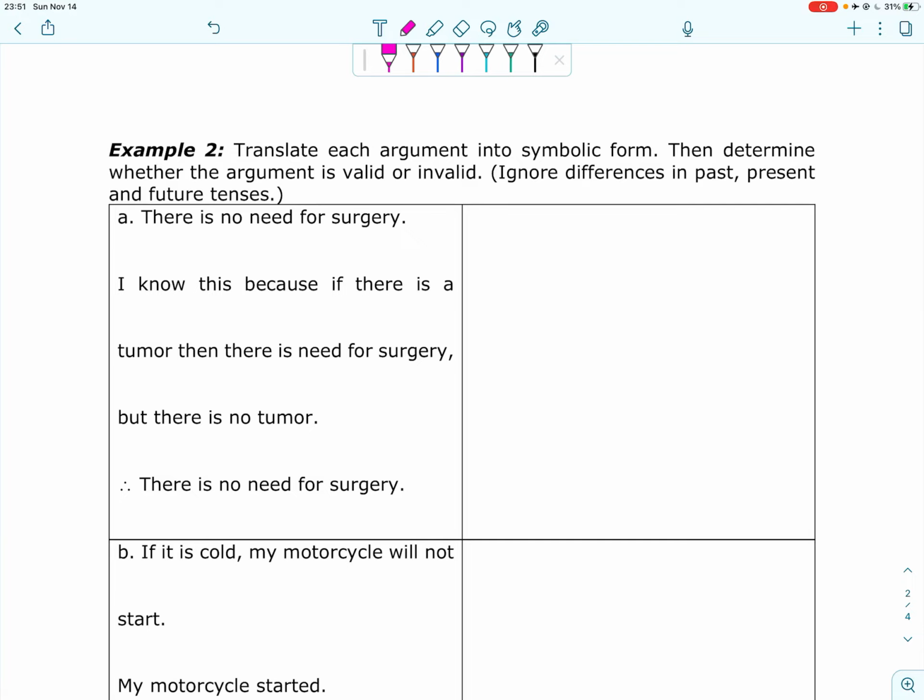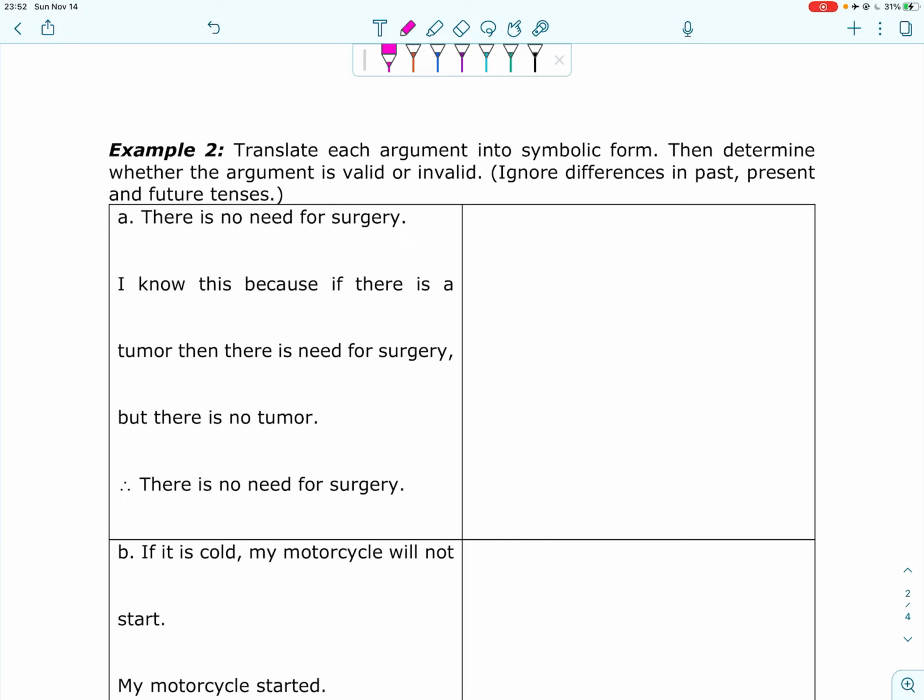Now we're going to get into a little bit more complex of examples. So for each of these, what we're going to do is we're going to continue what we were doing where we underline all the premises with one line and the conclusion with two. Then in the box next to it, we're going to translate what we have in words into symbols. And then we're going to use the techniques that we learned with truth values and multiplying and adding and the equivalent statements that we learned. And we're going to determine whether there is truth to this argument or not.